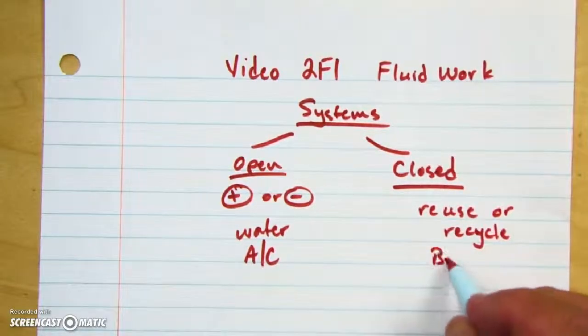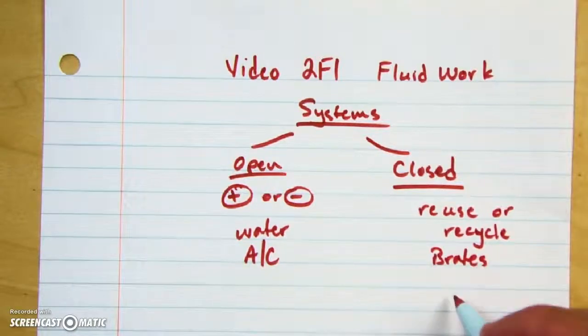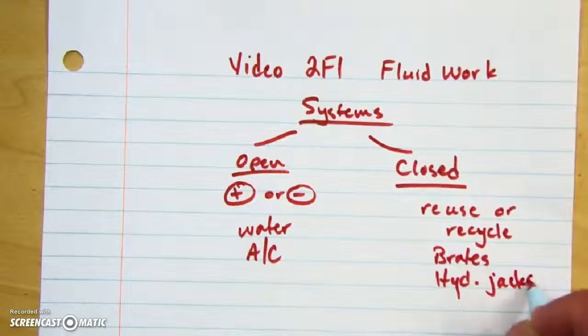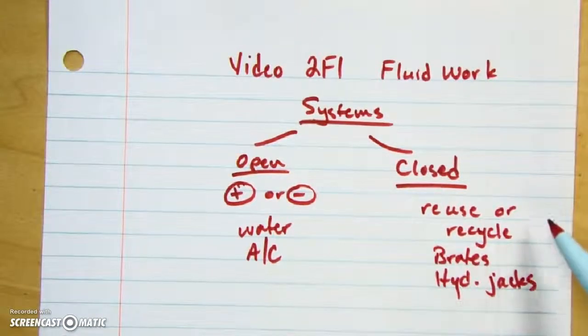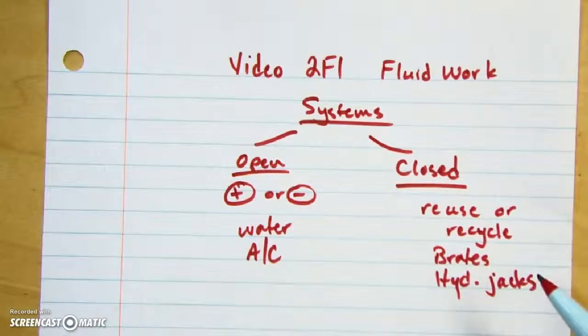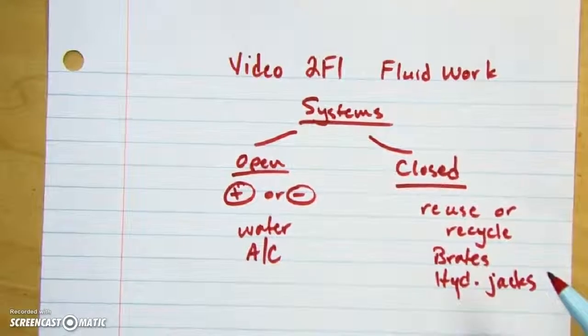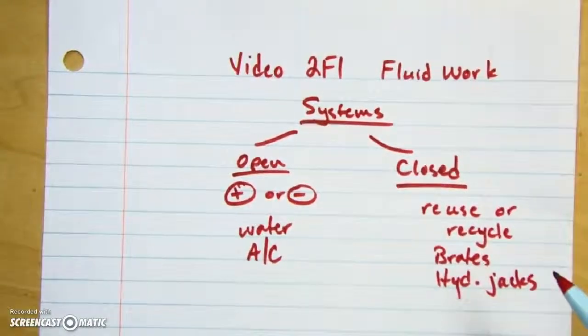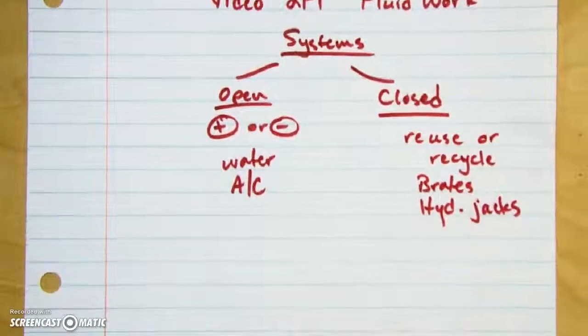This would be like your car brakes. Hydraulic jacks are also closed systems because I don't add fluid to those on a regular basis. Your transmission, your power steering, your power brakes, all of those would be examples of something that would be a closed system, and we don't add to them.